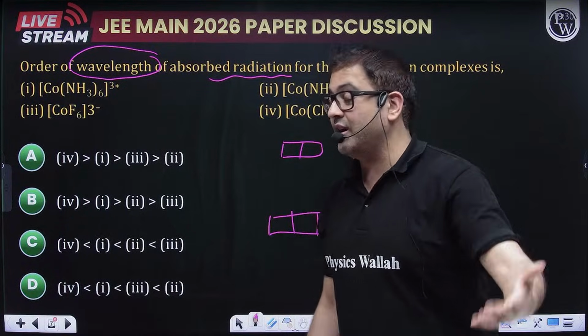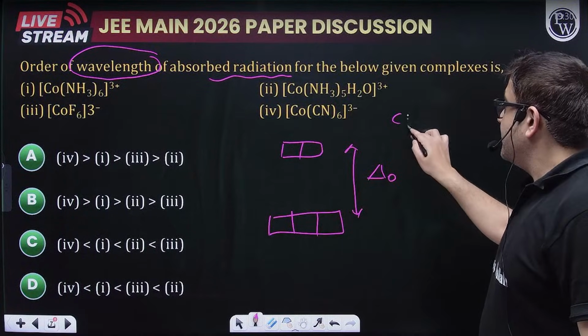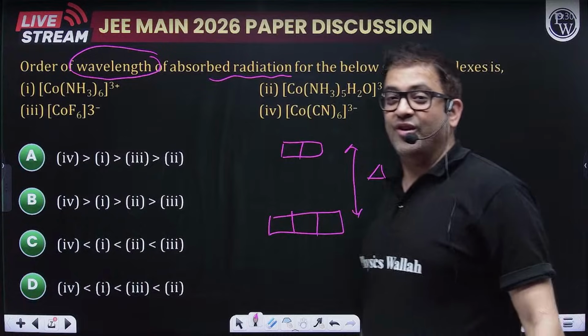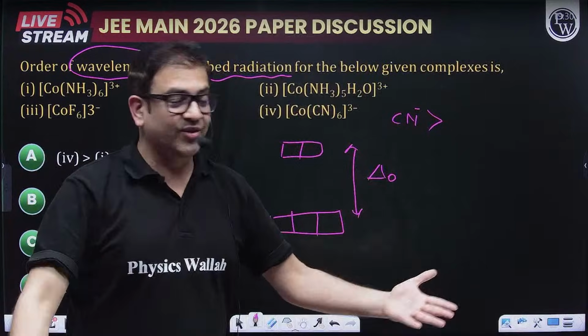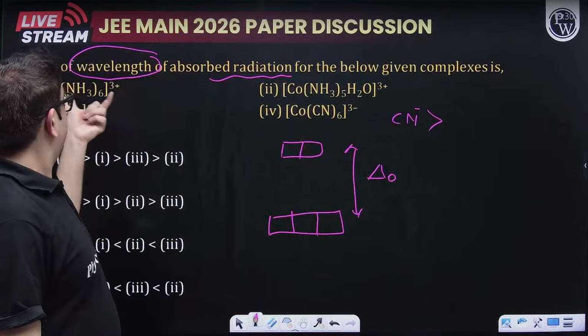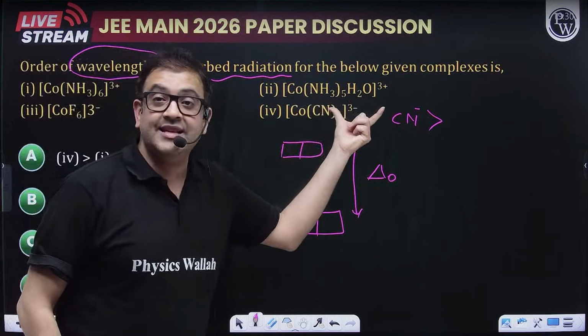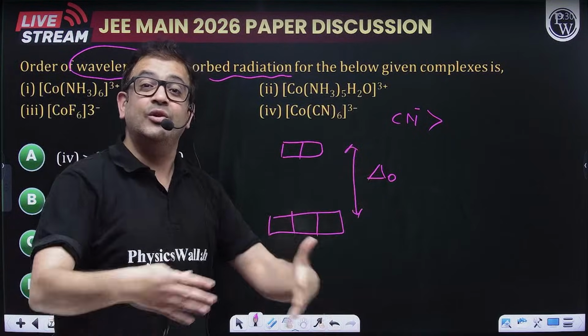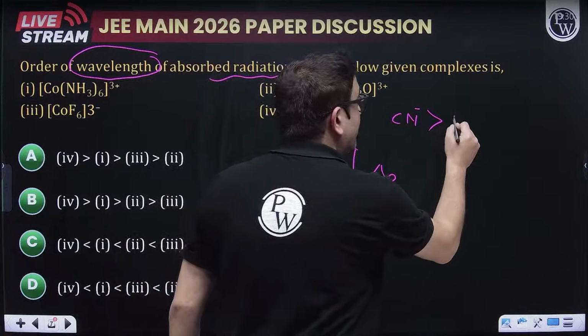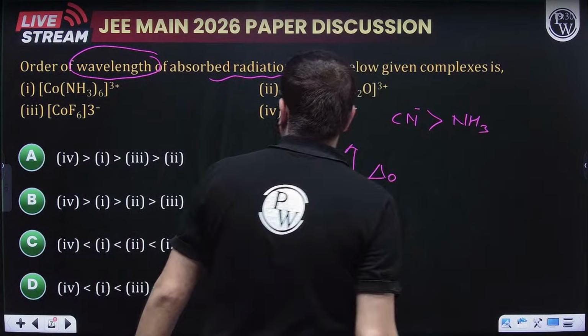Who is the strongest ligand? Sir, CN minus is the strongest ligand. We all know this. We should know this. Post that, ammonia. But this is having 6 ammonia. This is having 5 ammonia. So obviously 6 will do more splitting. So post that, ammonia. And for ammonia I'm writing.